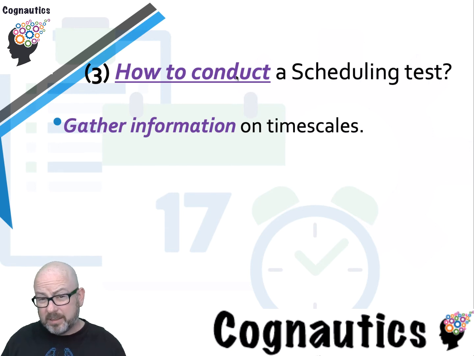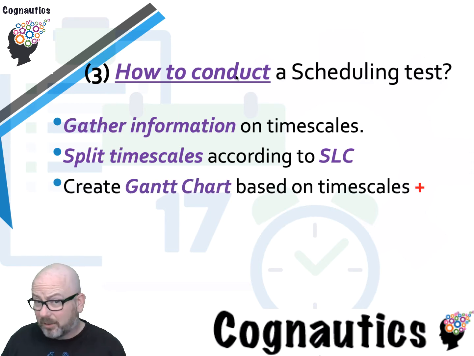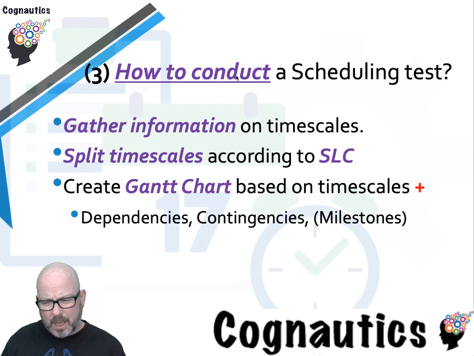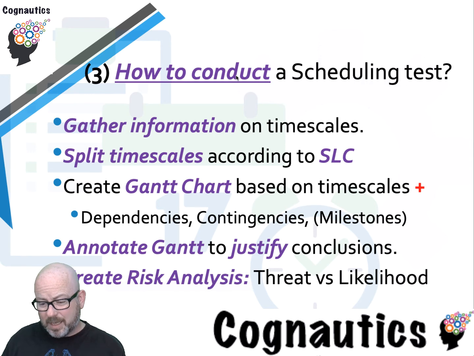Let's drill down into the details of what you actually need to do. Phase 1, gather information on timescales. To do that, make a list of all of the different tasks that are within your methodology, and then calculate for each of those tasks how long each task and subtask will take. And you will put that information onto a Gantt chart, and I'll cover Gantt charts a bit later on. And we'll also look at 3 more concepts within project management, which are dependencies, contingencies and milestones, but I'll do those 3 in the next video. You should annotate your Gantt chart to justify your decisions. And I'm also going to ask you to do a very simple risk analysis of threat against likelihood. It's a very small task.